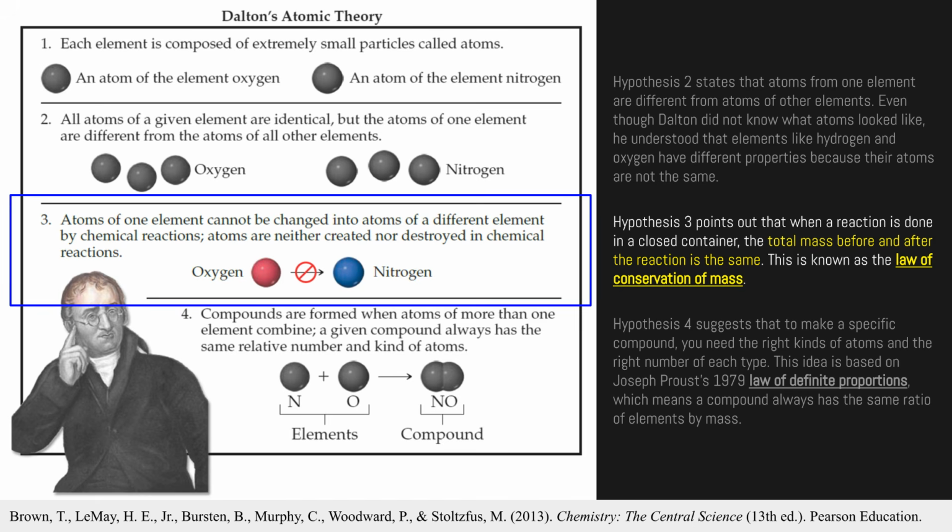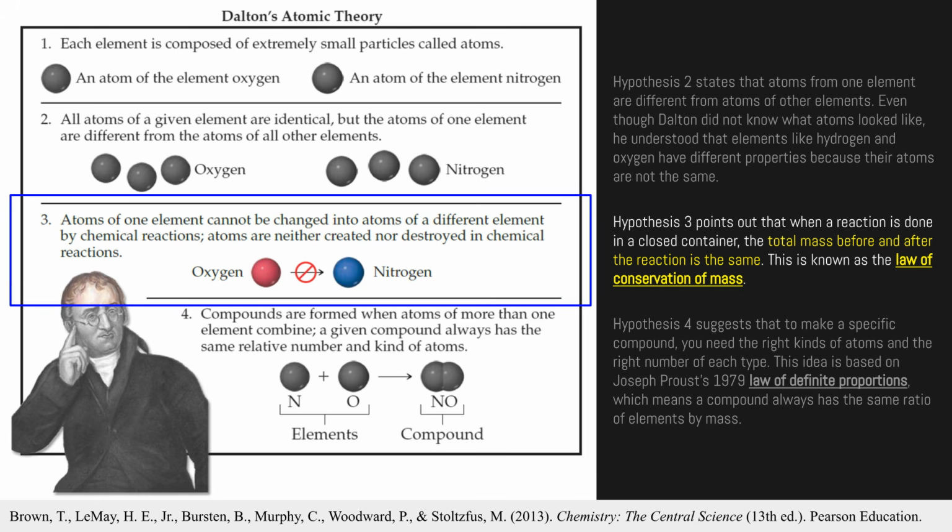Dalton's atomic theory helps us understand chemical reactions at the particle level. It states that matter is made of atoms, and atoms of one element are different from atoms of other elements. During chemical reactions, atoms are not created, destroyed, or changed into other elements. Instead, atoms are rearranged to form new compounds.